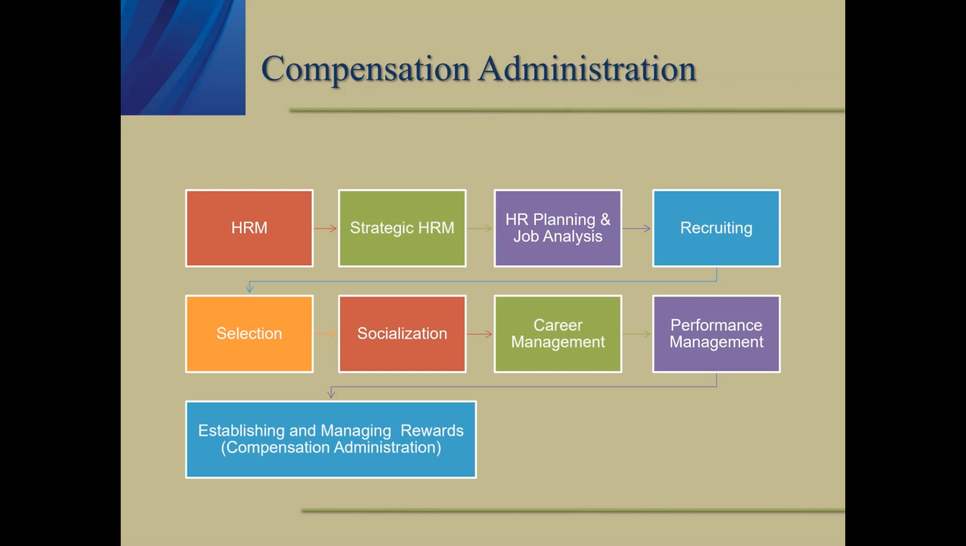So most of the HRM texts talk about the basic HRM functions. Then they move towards the strategic HRM functions, where they talk about the strategic alignment of the functions with the corporate strategy. Then it moves towards HRM planning and job analysis. Somehow they move to the recruitment process. After the recruitment, there is a selection process. After the selection process, most of the texts talk about socialization and career management topics related to HR.